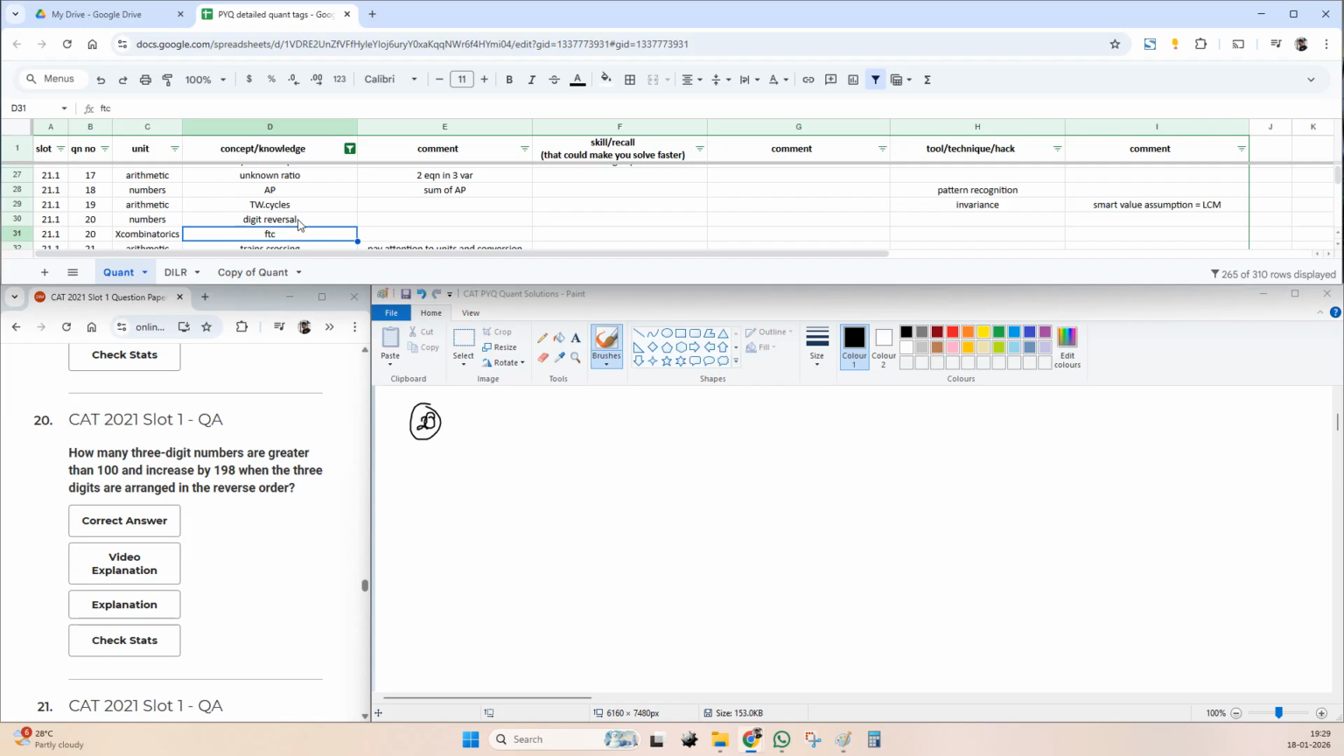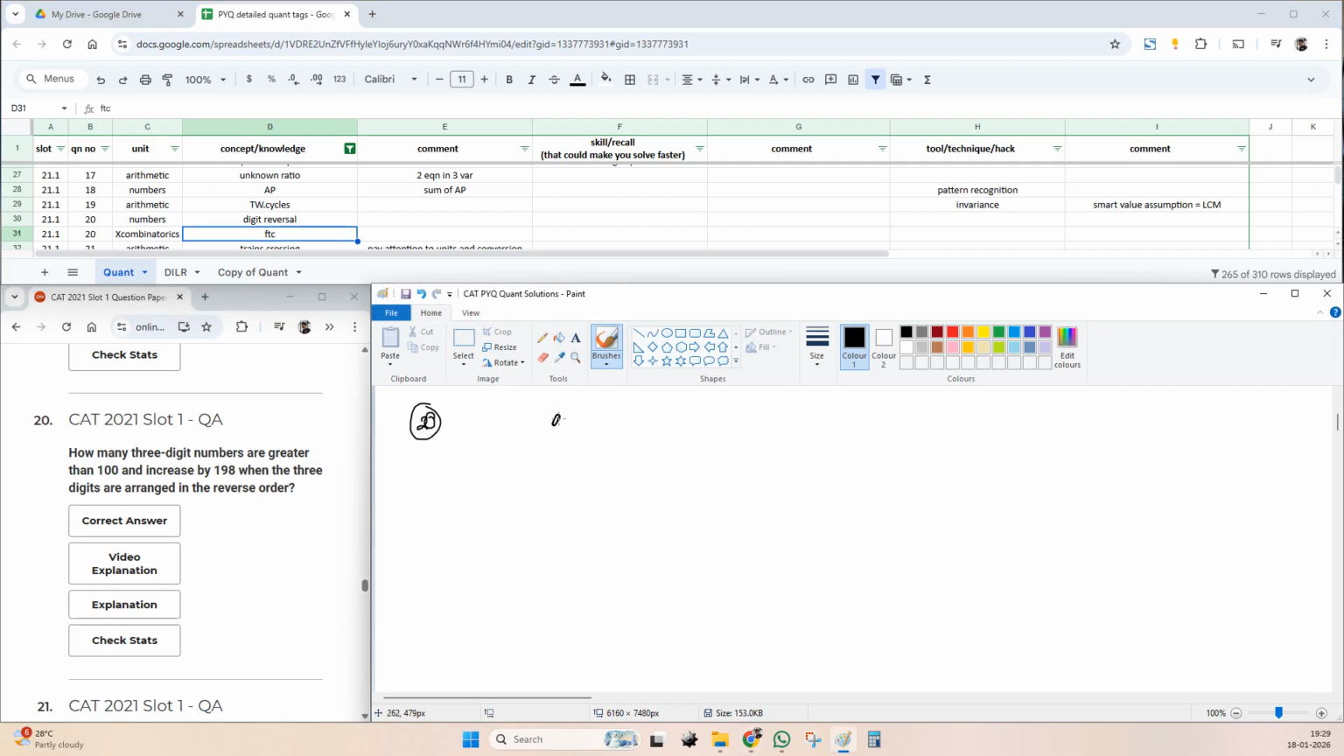Now, any expert solver who will solve this very fast would already know what happens if you take a 3-digit number, reverse the digits to create another 3-digit number, and then subtract them. Let's look at the values. If the digits are ABC, the value is 100A plus 10B plus C, and CBA, the reverse, is 100C plus 10B plus A. If you subtract these, you get 100A minus A, which is 99A; 10B minus 10B cancels out; and C minus 100C gives minus 99C. It's basically 99 times (A minus C).